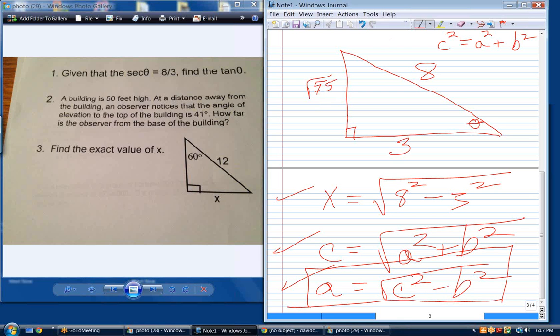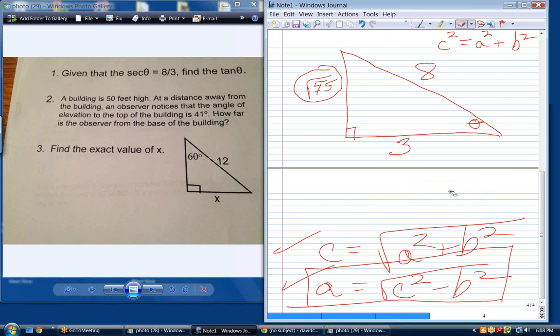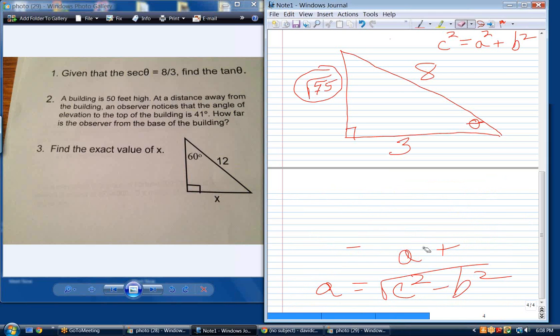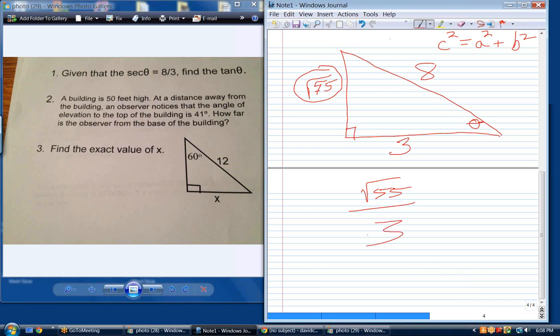And that can be factored into square root of 11 times square root of 5, but that doesn't do you any good. So that's actually the simplified form. Now tell me what the tangent of theta is. It's going to be square root 55 over 3. And that's how you solve any problem like number 1. Okay?